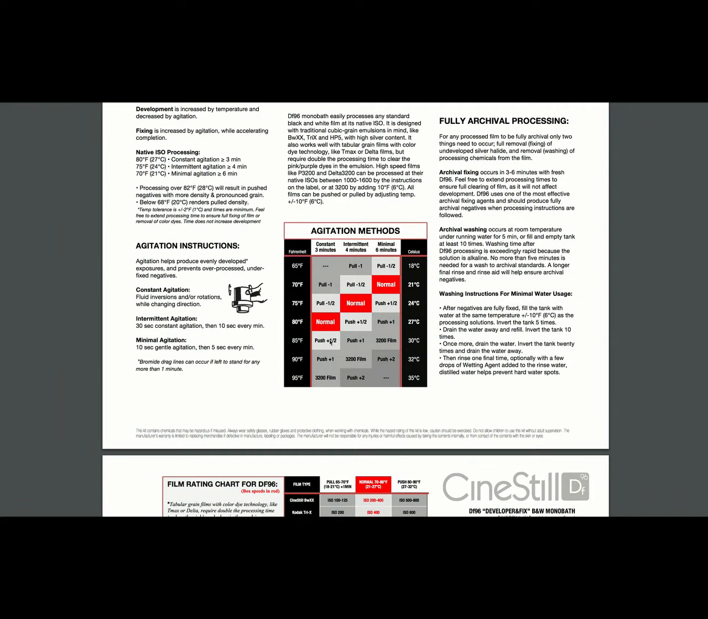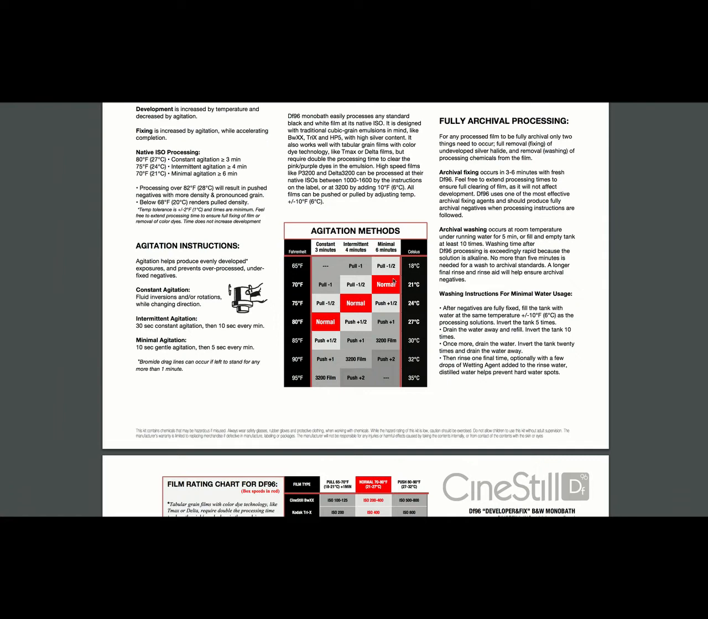So, for instance, I'm out shooting for the day, I've got my film, I come home, and I'm looking for just a fast process of my film so I can see the negatives right away. Well, I can see here that at 80 degrees Fahrenheit, I get a normal negative with 3 minutes of constant agitation. So if I have a fresh batch of the Df96 using constant agitation or rotations for 3 minutes, I'll get a normal negative. I could also do 75 degrees Fahrenheit for normal for 4 minutes using the intermittent agitation style and get a beautiful looking negative. And for 6 minutes, using the minimal agitation method at 70 degrees Fahrenheit, I will get a normal looking negative.